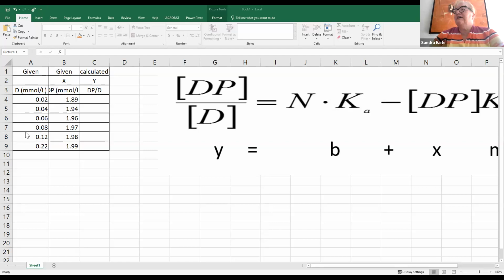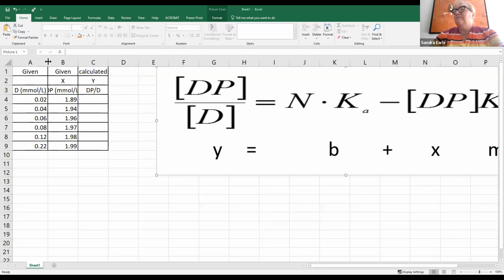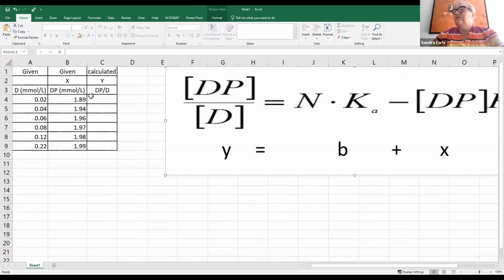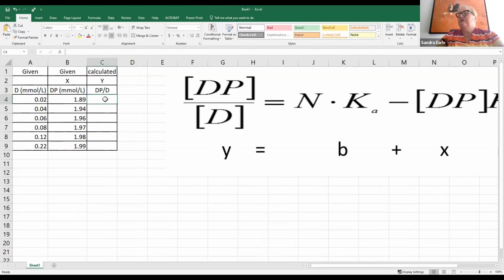Okay, so we've been given free concentrations and relative bound concentrations at that same concentration. So here's our given free concentration and bound concentration. But remember, our Y value here is bound divided by free concentration. So what we have to do here is do some calculations, which is really easy in Excel. So we're going to say equals our bound concentration divided by, remember, divided by is a slash, our free concentration. And then we just hit return, and that's our Y value.